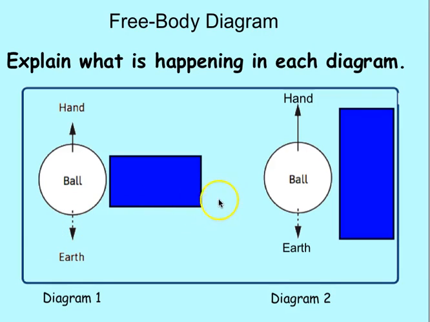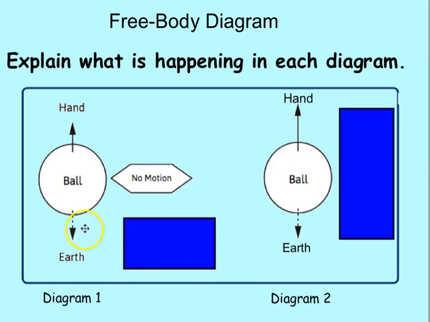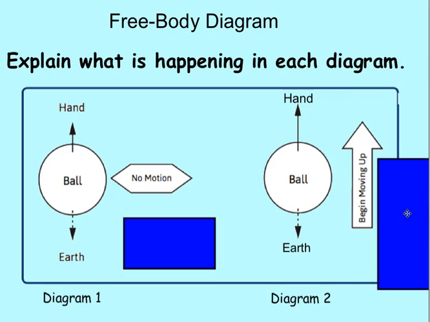So explain what is happening in each diagram. If we look at this, there should be no motion because the pull of gravity is the same as the pull of the hand. However, if the hand is greater than the pull of gravity, the ball should be moving up. So we can start to look at force models and figure out how things move. That's what a free body diagram does: it looks at how things are moving and why they're moving. You should be able to look at a free body diagram and figure all this out.